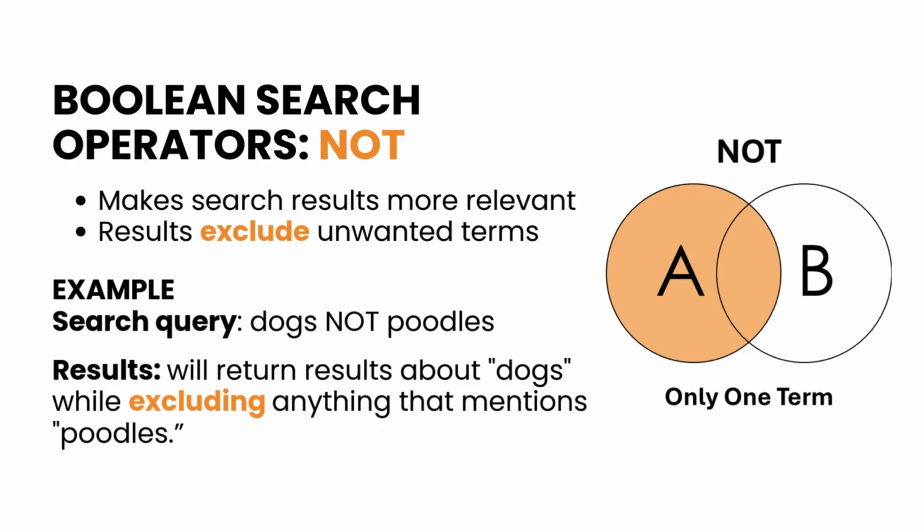The not operator is used to leave out results that include specific terms. It helps you refine your search by filtering out anything you don't want to see, so you can focus on what's actually relevant to you. For example, the query dogs not poodles will return information about dogs, while excluding anything that mentions poodles. This is particularly useful for filtering out irrelevant information.